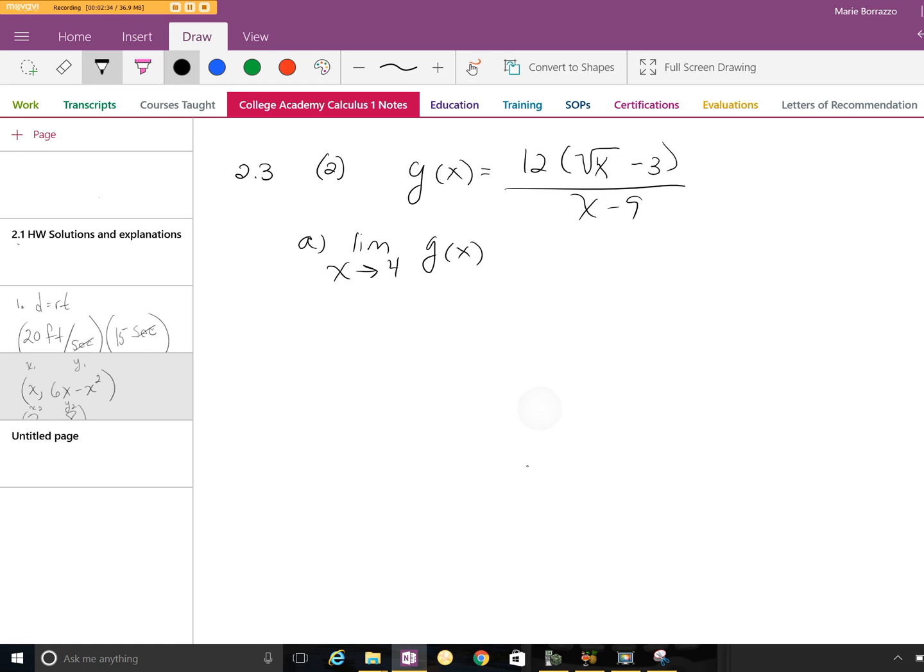So as we're substituting in the values, we get 12 parentheses square root of 4 minus 3 over 4 minus 9. And same thing applies here. We can actually also use the calculator to verify this. So this is going to obviously result to 2 minus 3, which is going to give us a negative 1. So we end up with, in this case, 12 times negative 1, negative 12 over negative 5. And obviously the negatives cancel. And we know that 5 goes into 12 2.4 times. So that's our limit for this one.